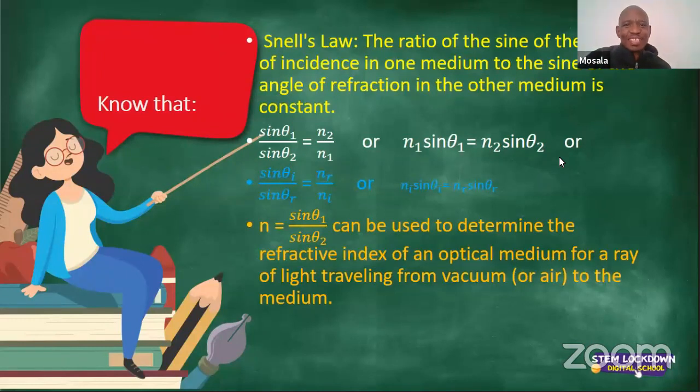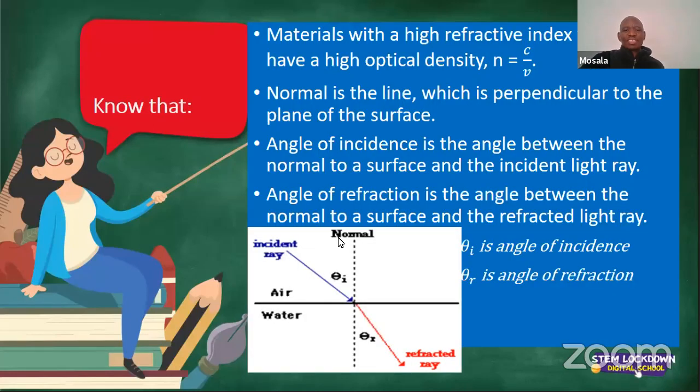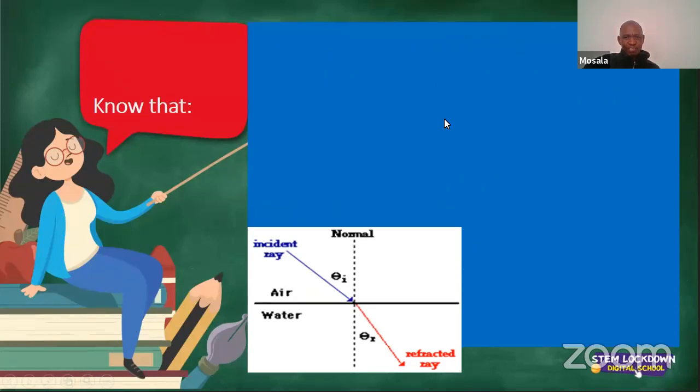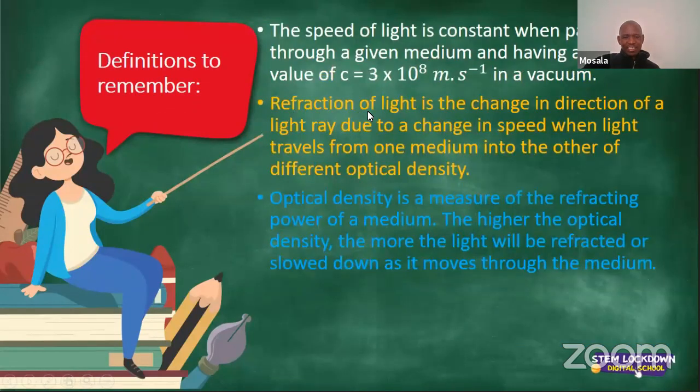Refracted ray, remember what we said about refraction. We said refraction is the bending of light. Let me just go to the definition. Refraction of light is the change of direction of a light ray due to the change in speed when it travels from one medium to another medium of different optical density. So let's look at the diagram here.